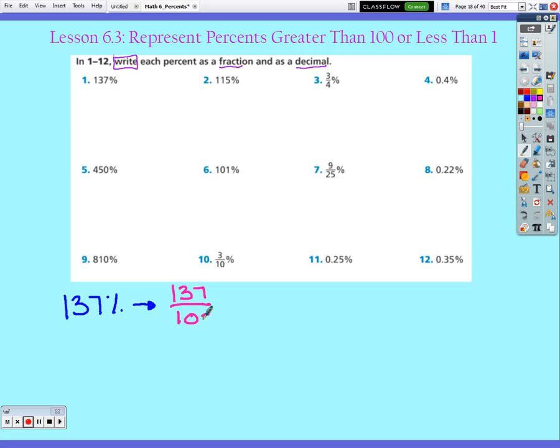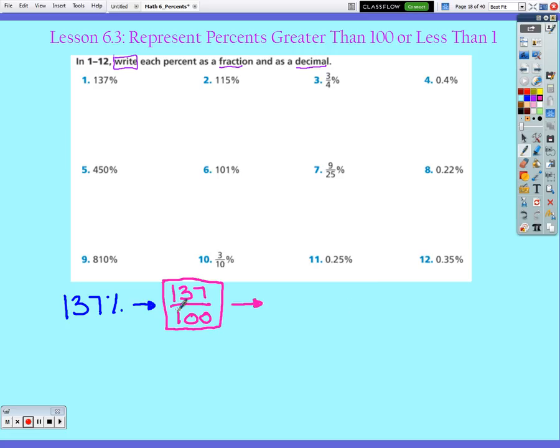Now before I say yes, that's the correct fraction, I must see if I can simplify this by seeing if the numerator and denominator have a common factor. Well, 137 and 100 have no common factors. So this would be 137% as a fraction. Now if I want to change this into a decimal, these are all equal to each other.